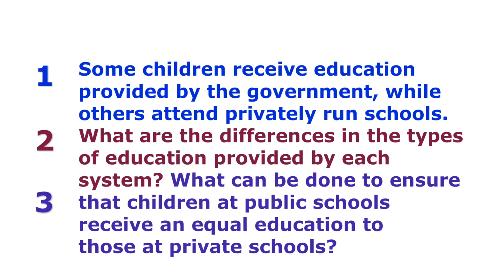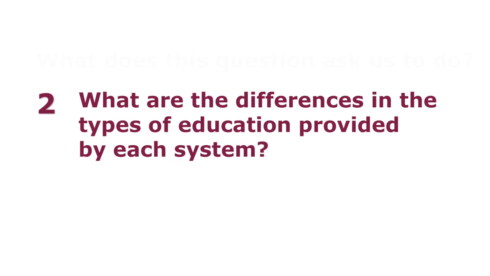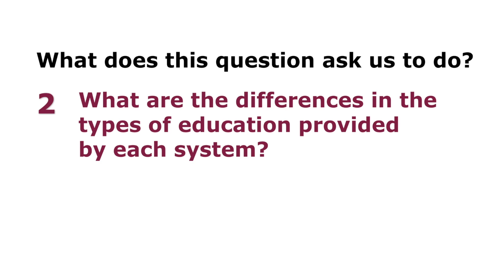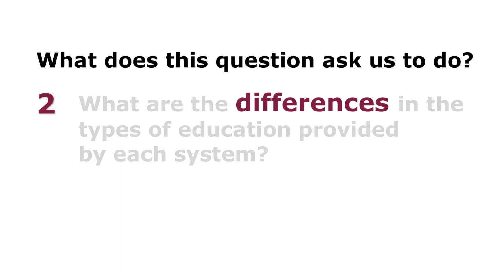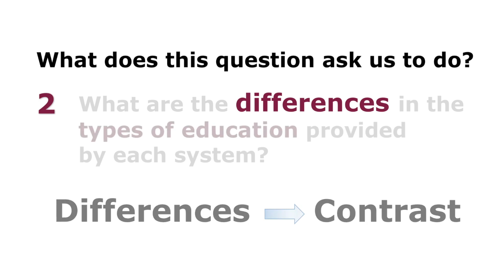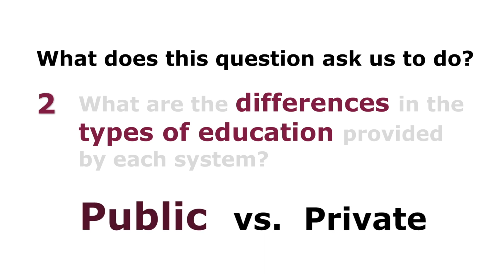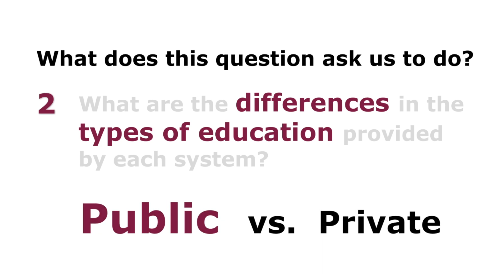Let's look more closely now at the second part of the task. In the second part, we have a question. What does this first question ask us to do? If we look at the key word differences, this tells us we need to contrast something, public and private education. First, we should write about the features of public education, and then the features of private education.